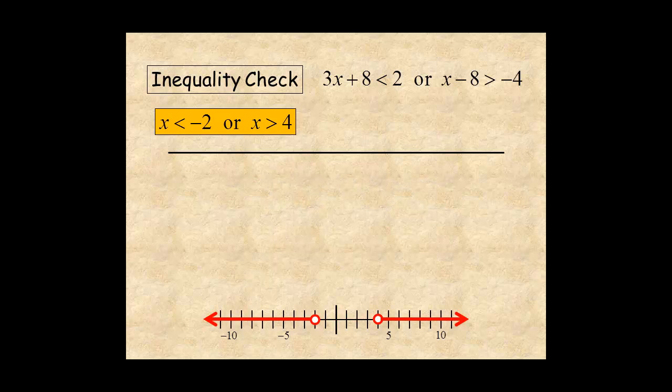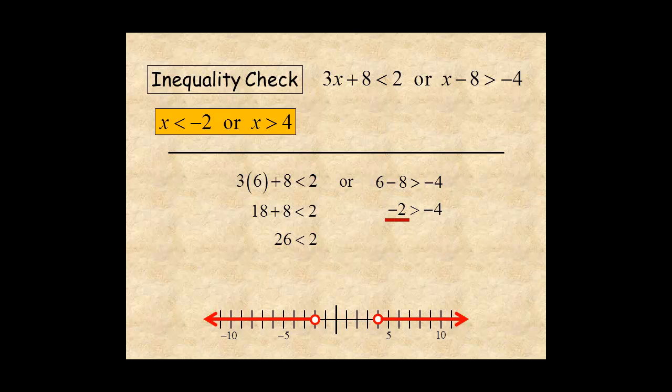You could do another check. On the right, since any value greater than 4 is a solution, use x equals 6. Substitute 6 into the inequality. On the left, you have 3 times 6 plus 8, which is 18 plus 8, which is 26. On the right, you have 6 minus 8, which is negative 2.